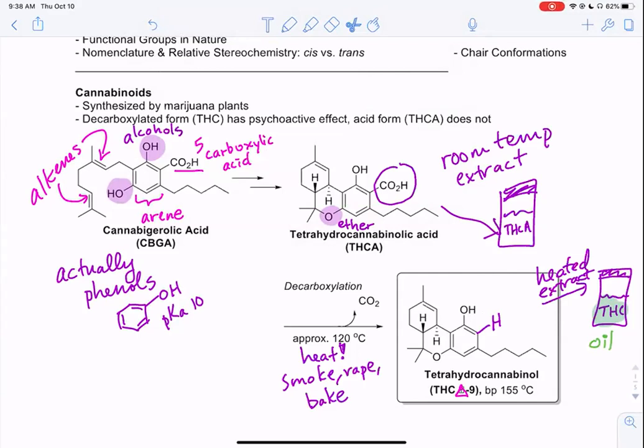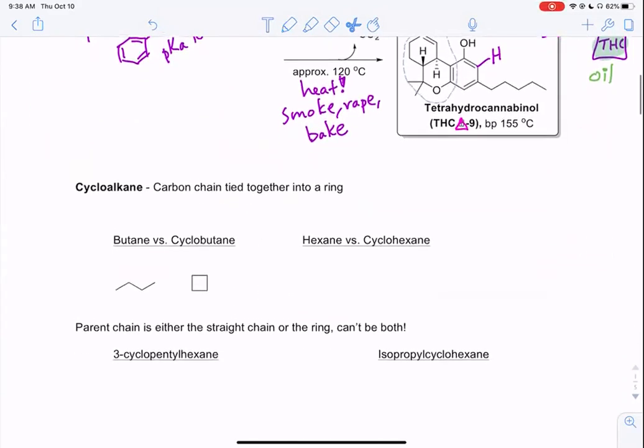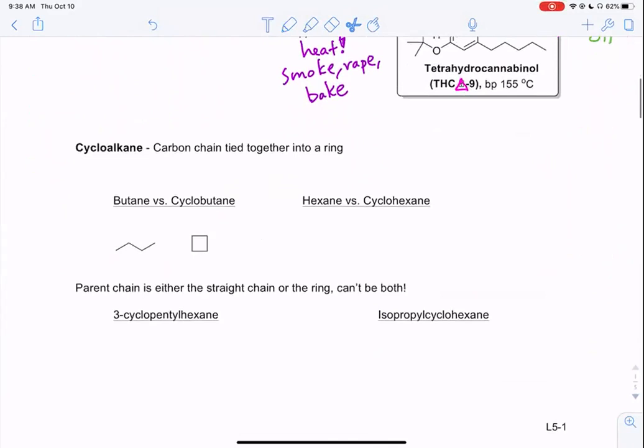And this is just a little introduction into some cycloalkanes, just tying together carbons into rings. Hope you enjoyed that. Yeah, a carbon chain tied together into a ring. So let's do some of the nomenclature type stuff. We have two 4-carbon molecules. We have a 4-carbon chain, just regular old butane. If you tie it together into a ring, you get cyclobutane.